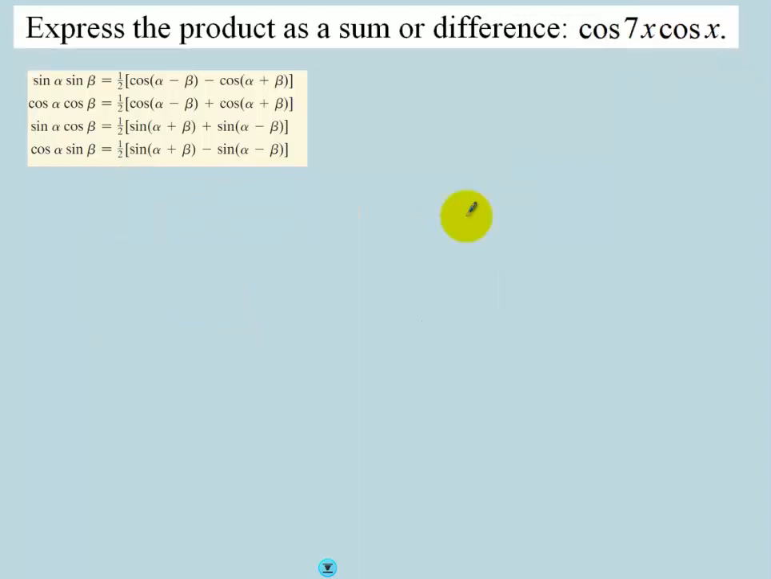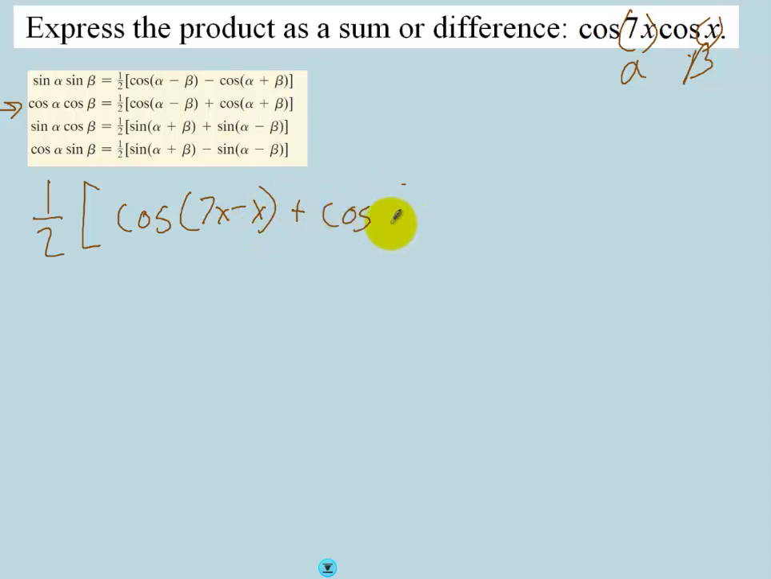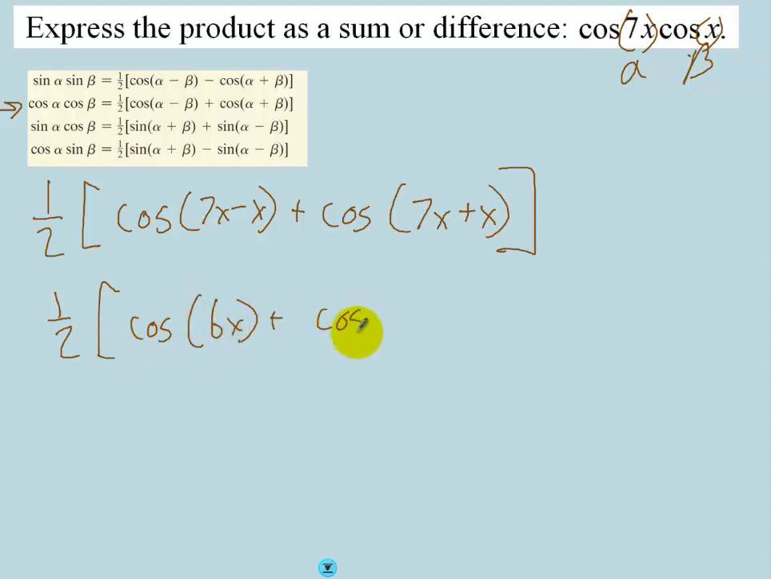Express this as a sum or difference: cosine of 7x and cosine of x. So I'll call this my alpha, call this my beta. So cosine is going to be the second one right here. So it's 1/2 times the quantity of cosine of alpha minus beta, so 7x minus x, plus cosine of alpha plus beta, so 7x plus x. And that's going to simplify to 1/2 times cosine of 6x plus cosine of 8x.